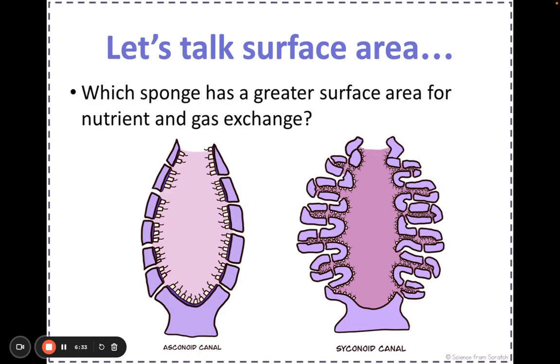Okay, so thinking about surface area, we've talked about that a couple times. Which of these sponges has a greater surface area for nutrient and gas exchange? And don't forget, surface area includes the parts that contact water, so the outside of the sponge, and more importantly, the parts lining the inside of the sponge, where the water is going to be flowing through. So not only the outside, but also all of these pathways that the water is going to move through.